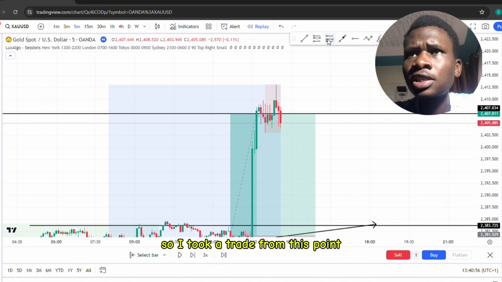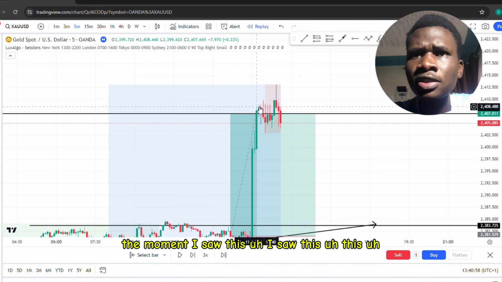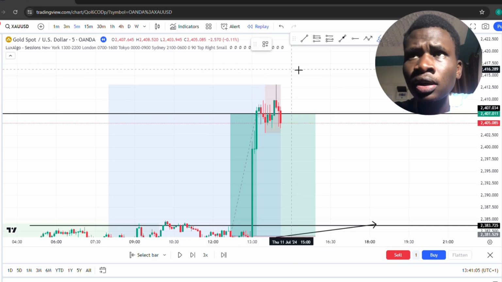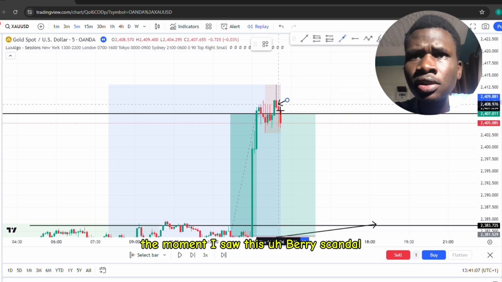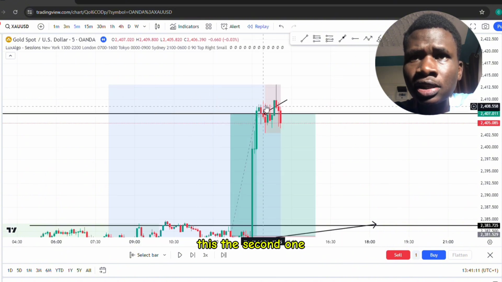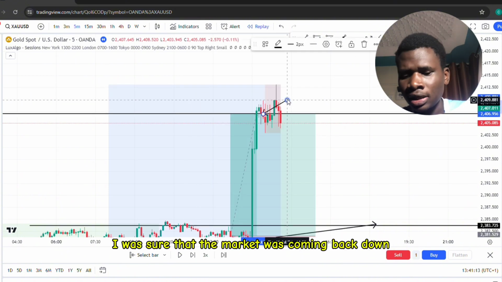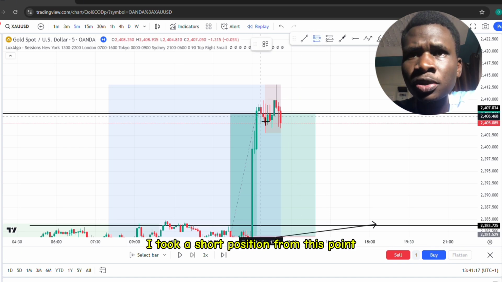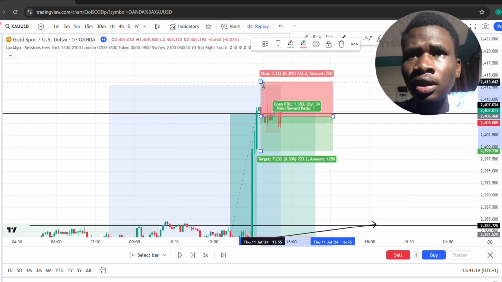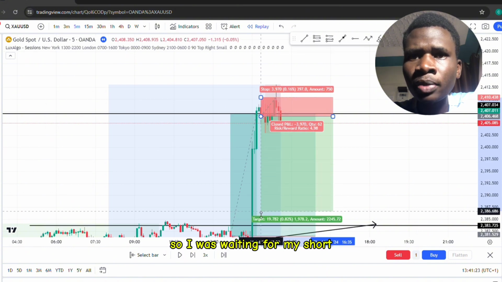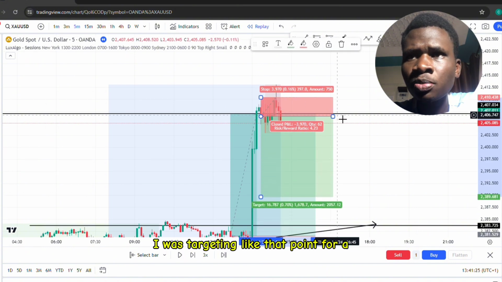So I took a trade from this point. The moment I saw this bearish candle, the second one, I was sure that the market was coming back down. Then I took that trade. I took a short position from this point. Then my stop loss was at this point. So I was waiting for my short. I was targeting like that point 4R.